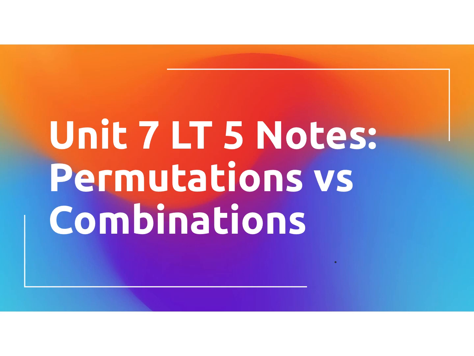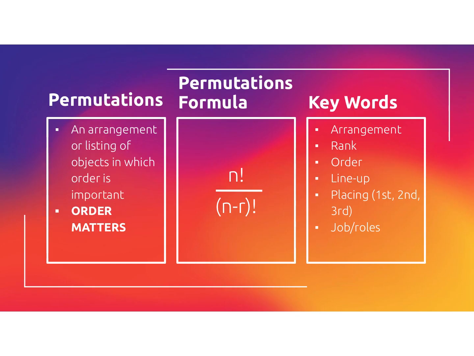Today we're going to be working on Unit 7 LT5 notes, permutations versus combinations. On Wednesday this week we learned about permutations. Permutations are an arrangement or listing of objects in which order is important. So put that down in your notes under permutation, that order is important.